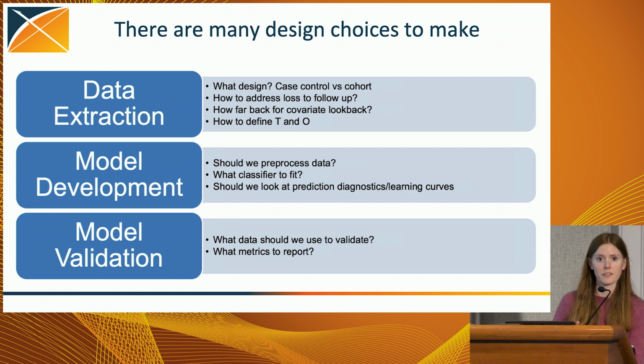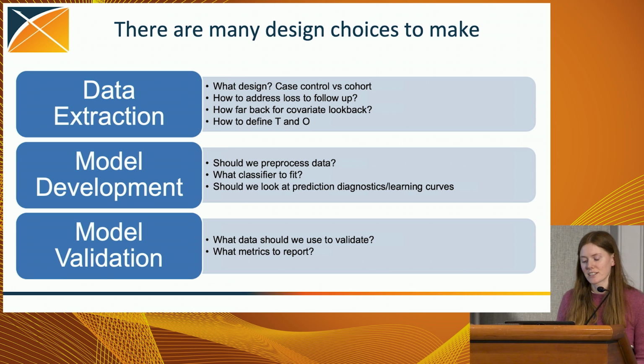So if someone's only observed for 6 months, what do you do if they drop out of the database and you don't know from 6 months to a year what happened to them? Do you keep them? Do you remove them? And also, how do you define your T and your O? So these are things that are going to impact the data that you're learning from.